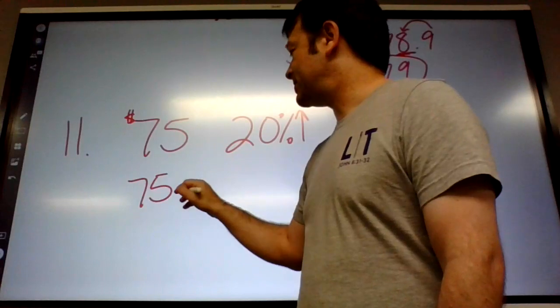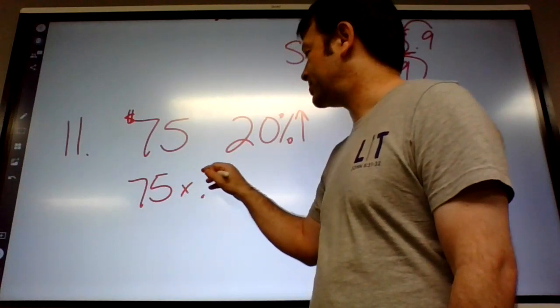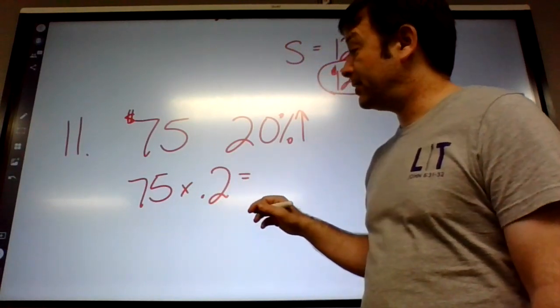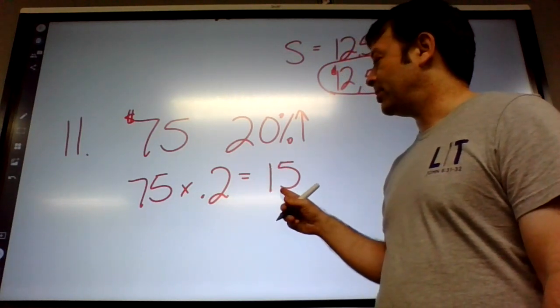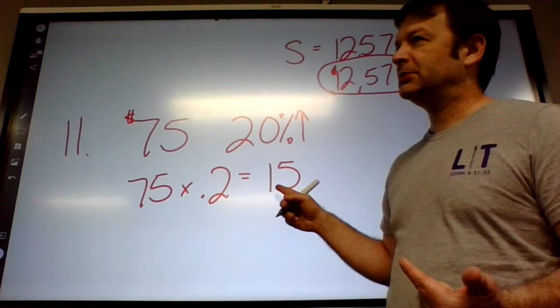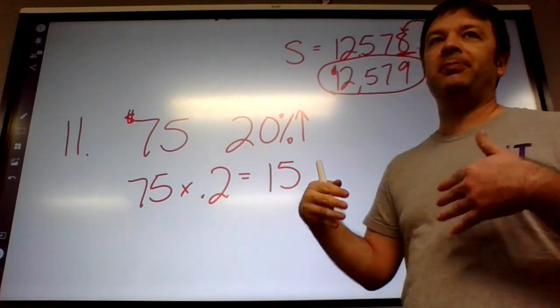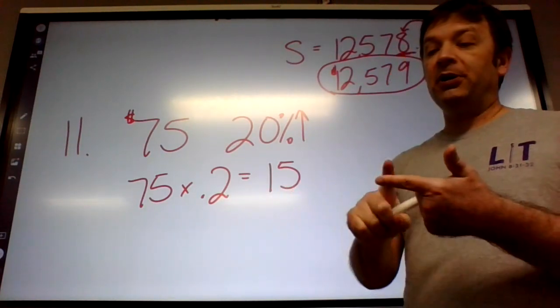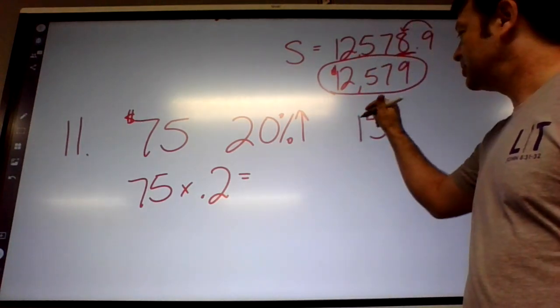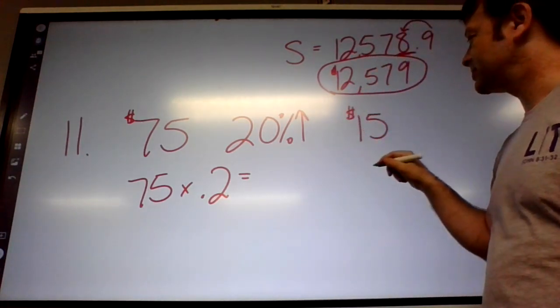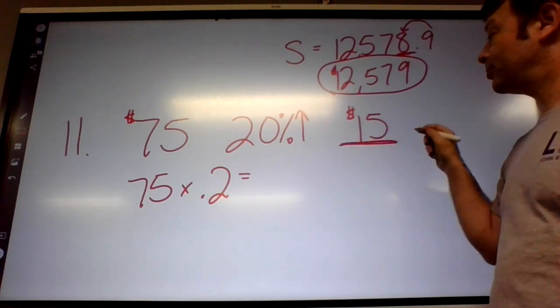If I did 75 times 20%, 15, that would give me $15. So is it going to be marked up to $15? No, it's going to be marked up by $15. But that blank that they call markup, that's the $15. So that's like the blank number 1.